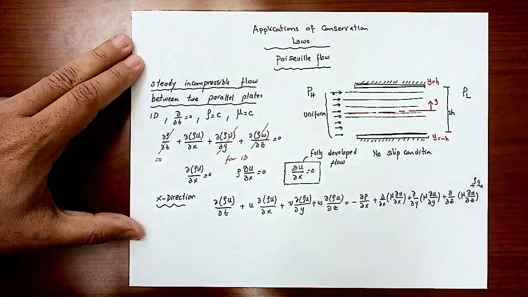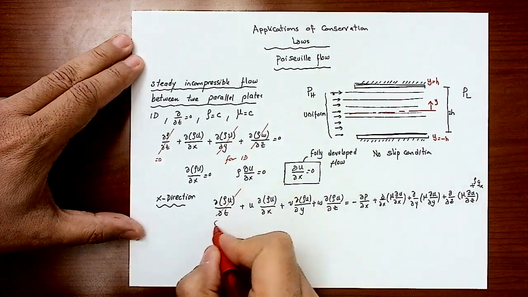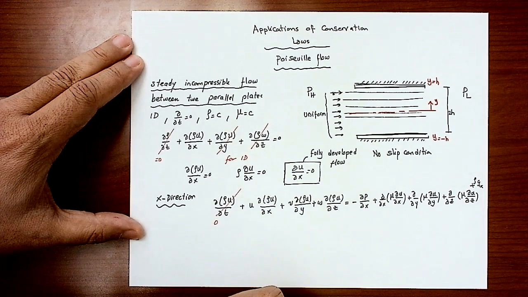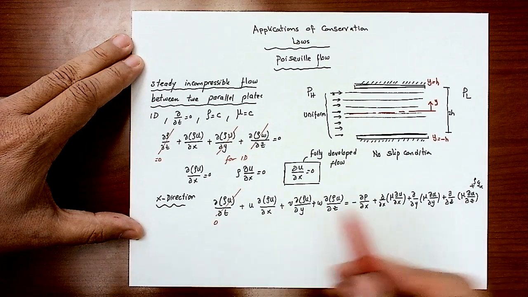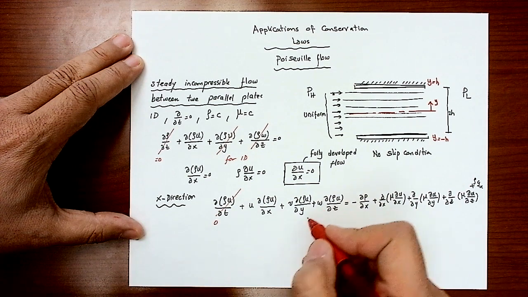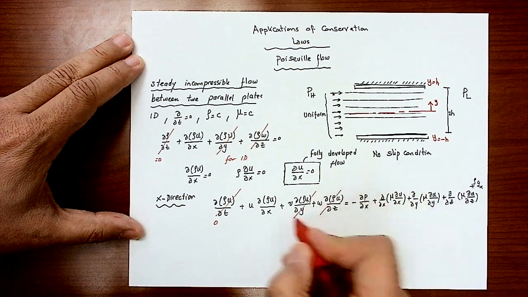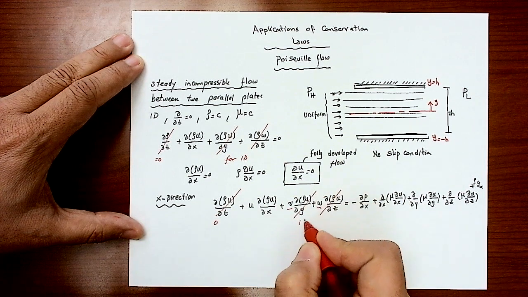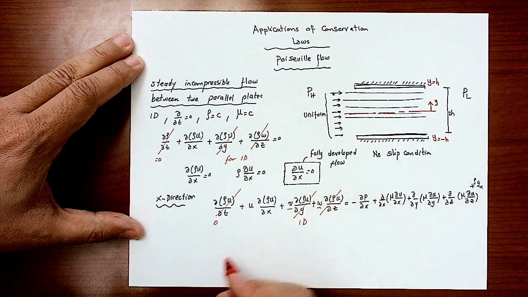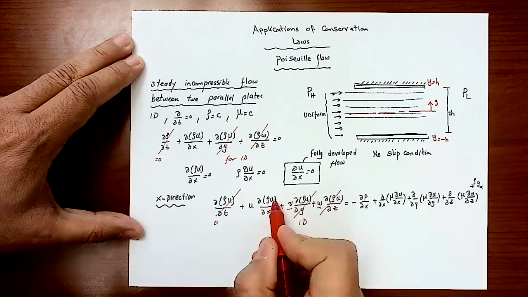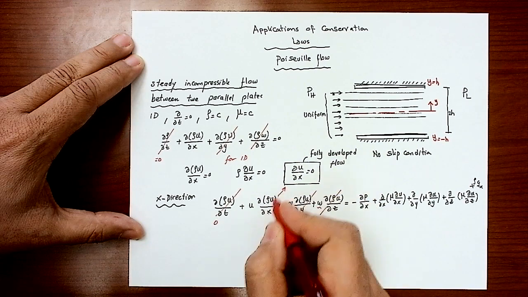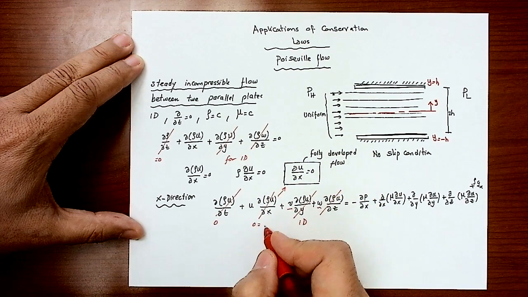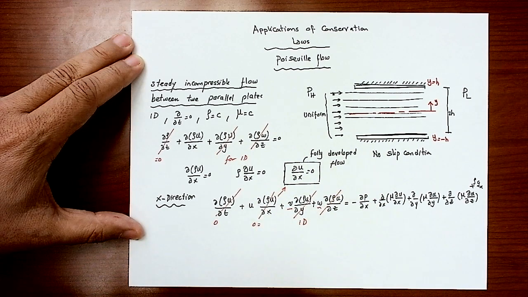Again, this cancels out. This is 0 for a steady state. Rho can get out of the equation, mu can get out of the equation. This is 0. We are solving a one-dimension problem. So for one dimension, v and w are 0. This will end up having partial u by partial x, which is 0 from the continuity equation, right?